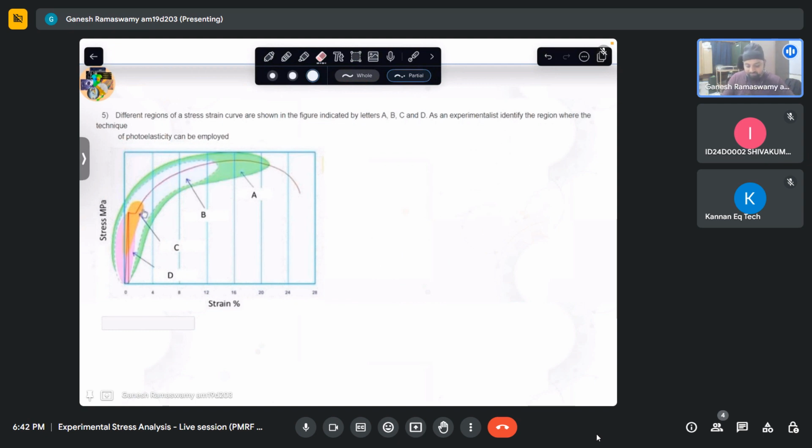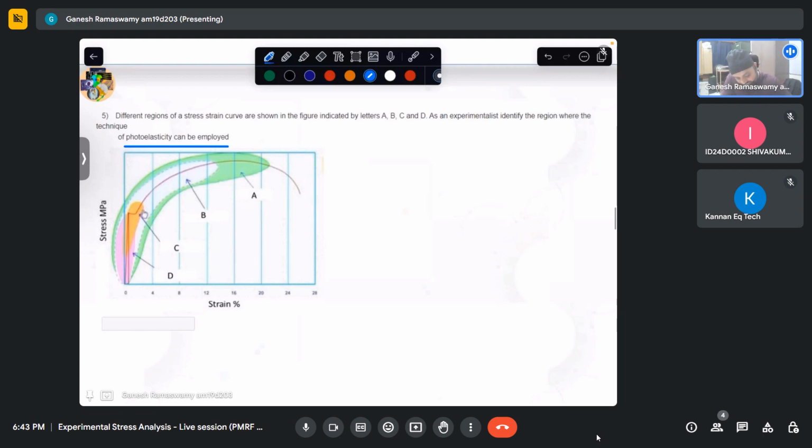What we are trying to ask in this question is what is the range of strain or stress up to which this can be applied? So we have four regions which are marked with the letters A, B, C, D. As an experimentalist, identify the region where the technique of photoelasticity can be employed. Essentially, photoelasticity works under the linear elastic range, because the name itself says photoelasticity. When we go beyond the elastic limit or yield, then we are looking at another method called photoplasticity.